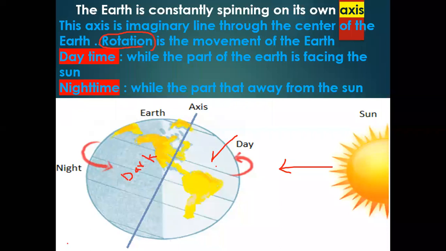Okay, thank you, Namarek. Nof, can you read? Yes, Mister. Okay, read from the beginning. Why the part of the earth is facing the sun? Okay, the second one. Why the part away from the sun? Okay, very good. Thank you so much.